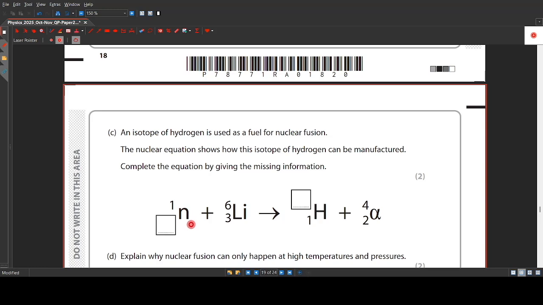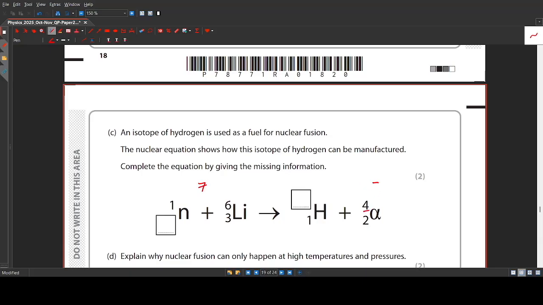Now, in completing nuclear equations, you will have to make sure that the number of protons on the right hand side equals the number of protons on the left hand side. Also, the number of neutrons on the right hand side equals the number of neutrons on the left hand side. Or in other words, we should ensure the mass number on both sides are equal. If you carefully observe, the total mass number on the left hand side is 6 plus 1, 7. And hence the total mass number on the right hand side should be 7 as well.